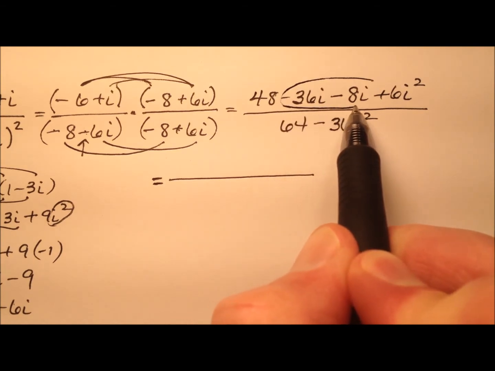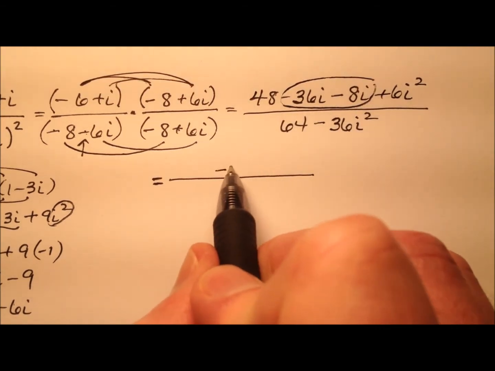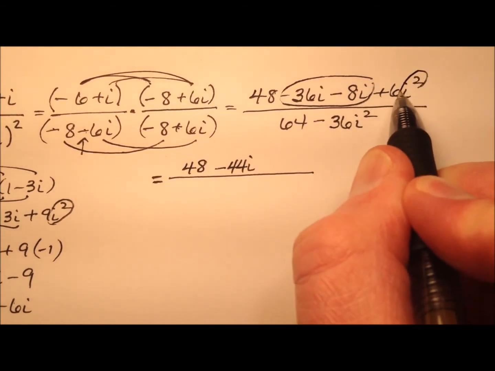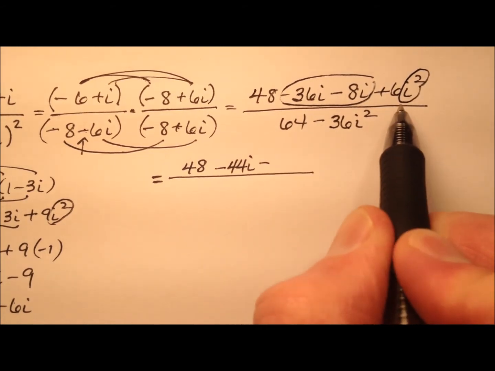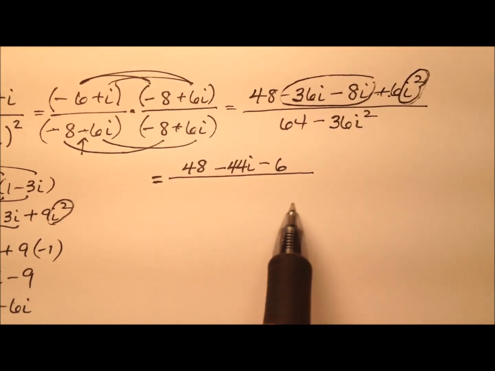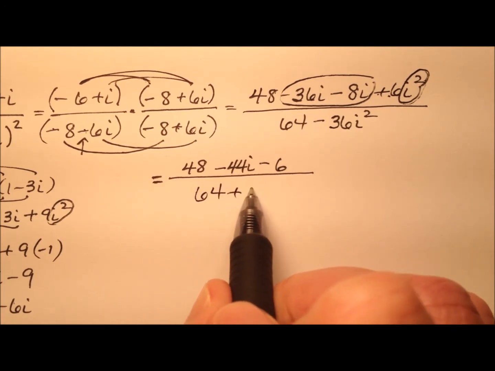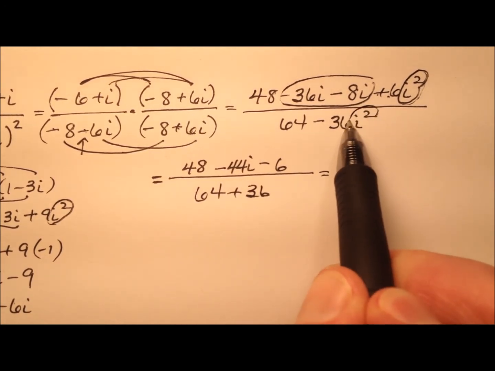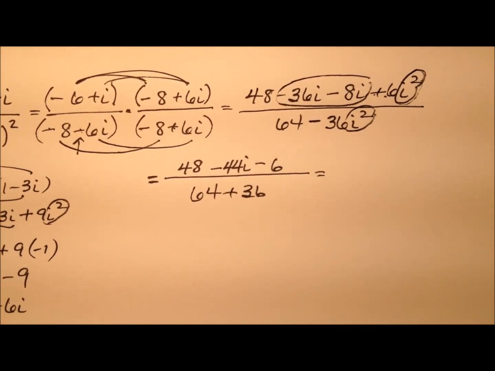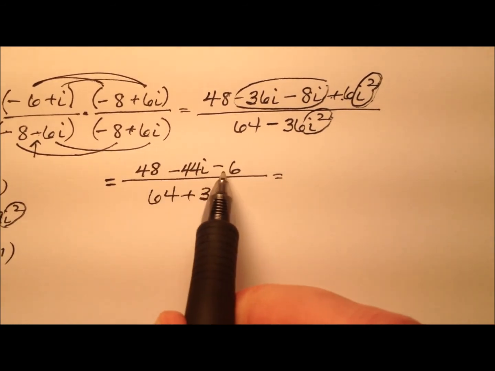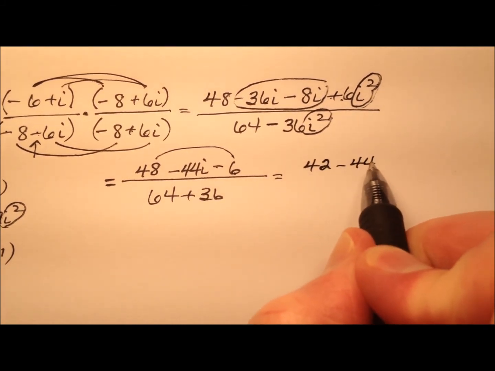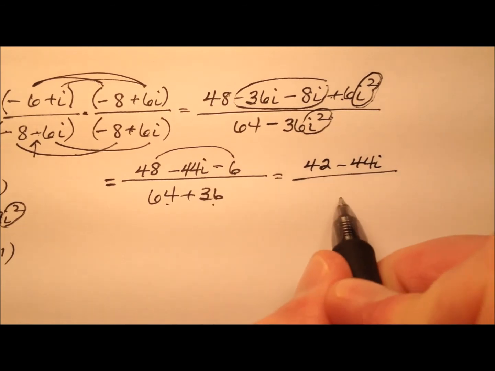So my negative 36i and negative 8i can go together, and that'll make negative 44i in the middle. So we have my 48 here. This i squared will actually cause this to be a minus 6, because it's going to be positive 6 times negative 1. And in the denominator, it'll be 64 plus 36, because once again, this i squared, which is negative 1, will multiply with this negative to make a positive. So let's go ahead and shuffle over. 48 minus 6 for our real parts here will be 42 minus 44i all over, looks like this will be 100.